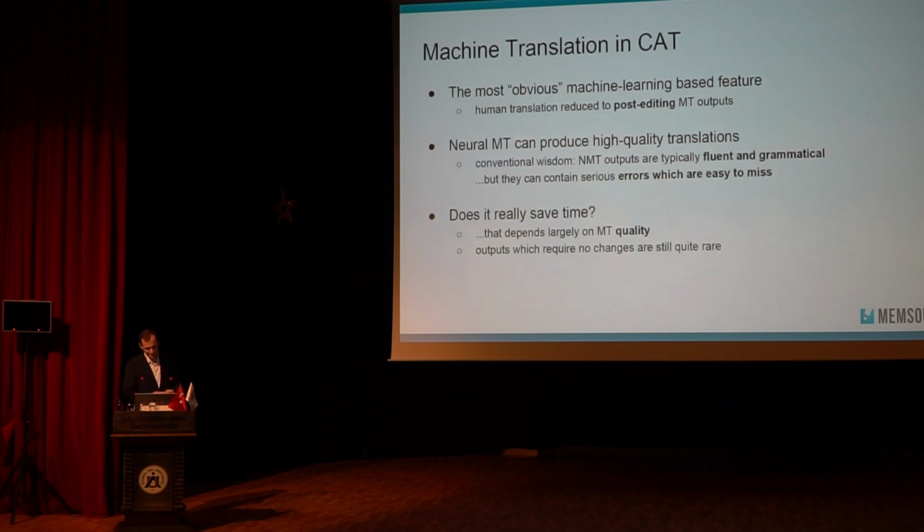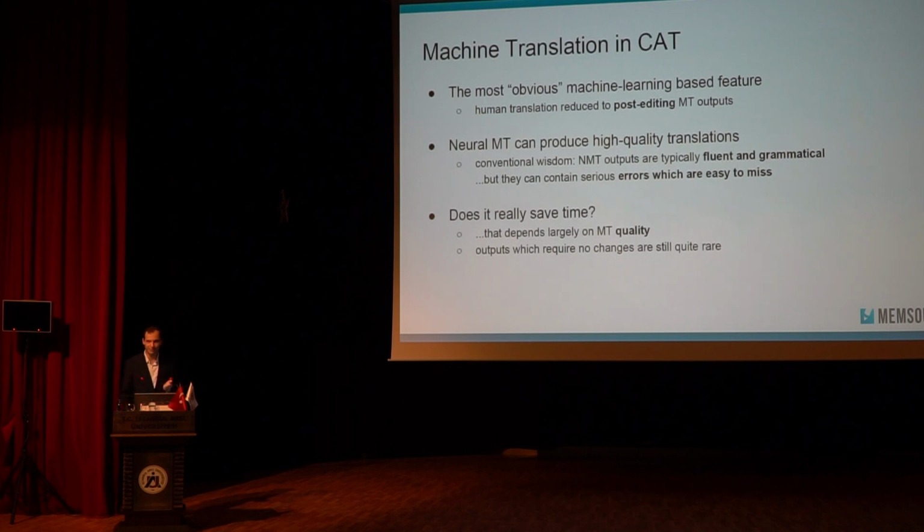But let's go ahead, and of course machine translation is useful. So it's actually the most obvious machine learning based feature that we have in the industry. And typically what people do is this post-editing scenario where the translator gets machine translation output and they just change it so that it's passable, acceptable as the final translation. And these days we know that neural machine translation can really produce good quality outputs. I mean, I just talked about achieving human parity on the sentence level.